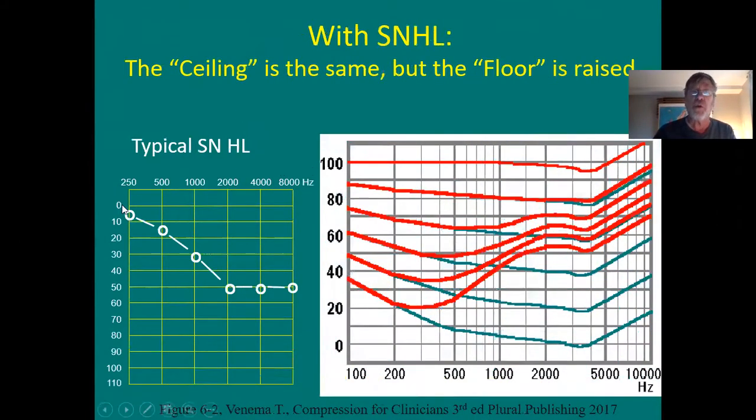Look at it here too. A sensory neural loss sloping down. And you can look at this graph as showing you even in terms of dB SPL, because this bottom curve is minimal audible pressure, and this bottom curve is actually 0 dB HL, only it's plotted in SPL here. But once again, whether plotted in HL or SPL, the floor went up, but the ceiling of loudness tolerance didn't. So the dynamic range is half.